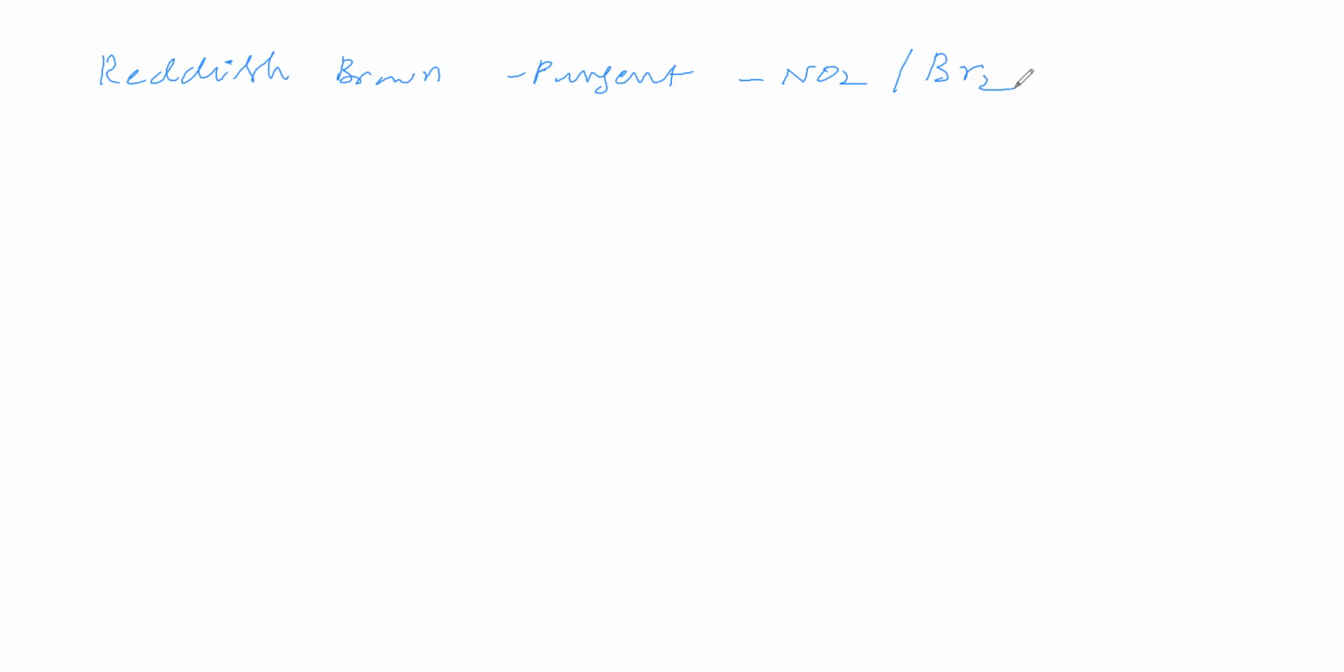Now we will check which possibility we have to consider and which we should not consider. NO2 is reddish brown and Br2 is also reddish brown, both are pungent, so both gases we have to consider. As per the experiment, we will see which one to consider and which not.